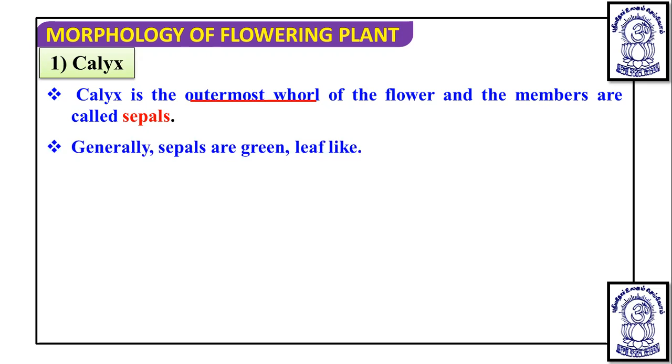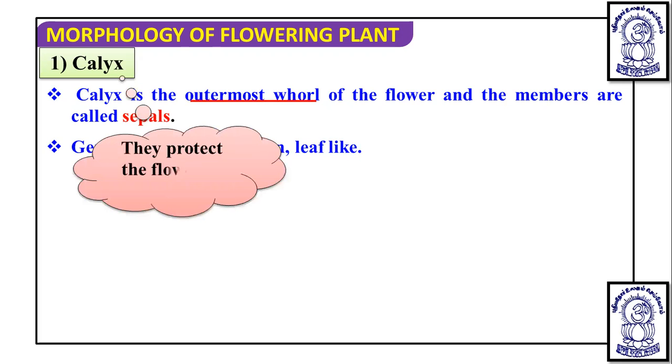Generally, if you see the sepals, they are green and leaf-like, somewhat smaller in size compared to the petals. And their important role is to protect the flower in the bud stage. When flowers start growing from the bud stage, the sepals get free from each other somewhat in some flowers, and the corolla, stamen, and carpel grow and make a beautiful flower.